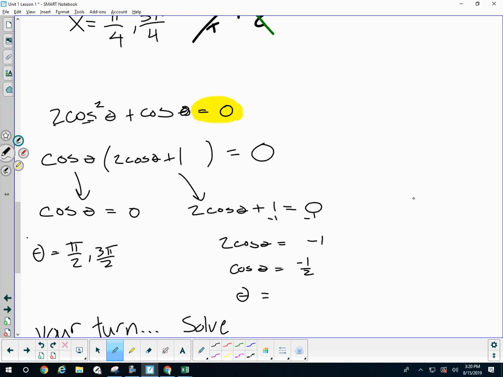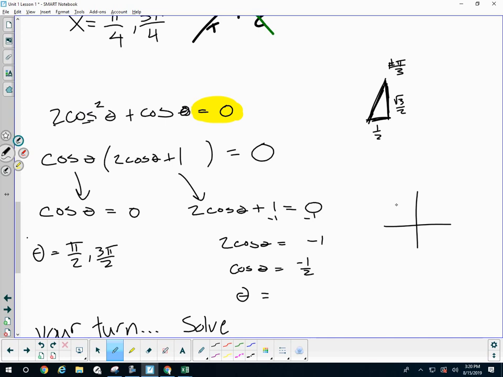Cosine equaling -1/2. Thinking of a triangle where the horizontal side is the half. That's when the vertical side is √3/2. That's my taller. That's at my pi/3s.